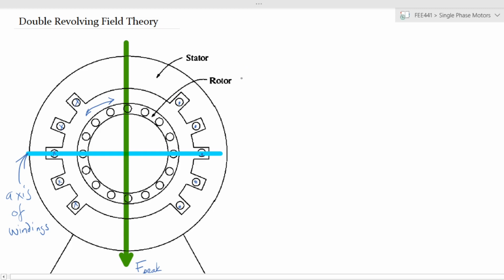Now, in either case, we still have our force, which is moving in that direction, acting on all of these parts of the rotor in the same way, right? So let's take, for example, this particular bar of the rotor, and let's call it A.